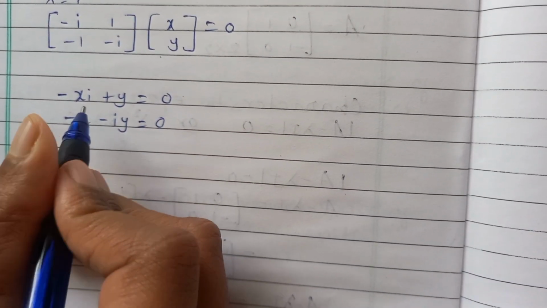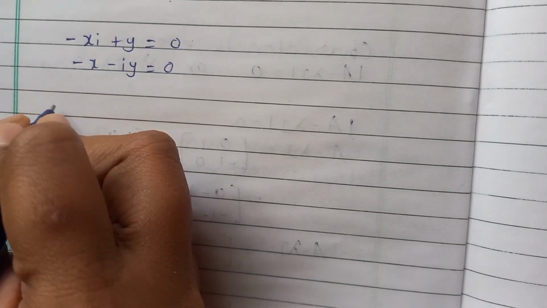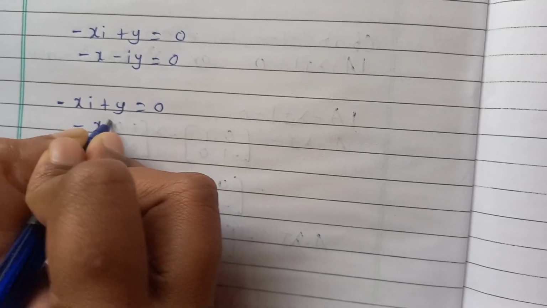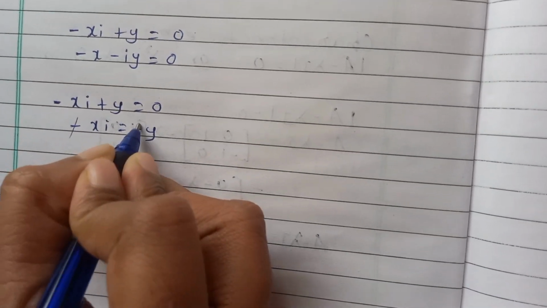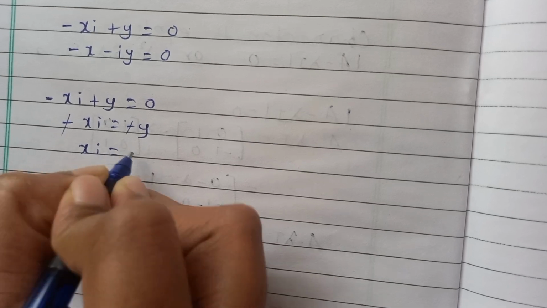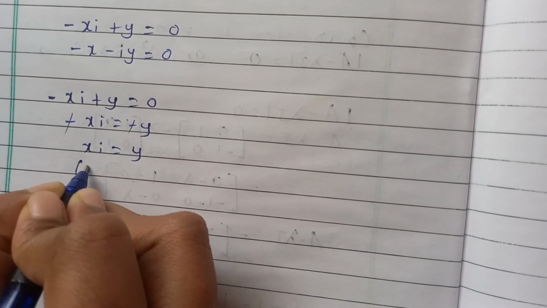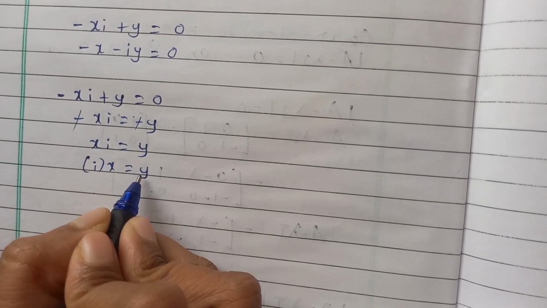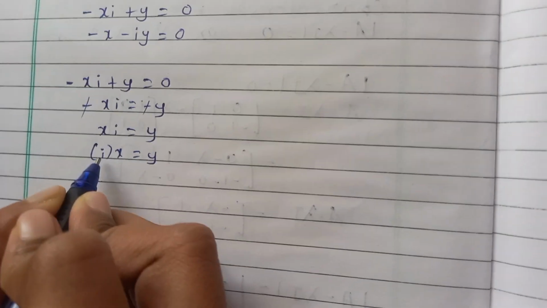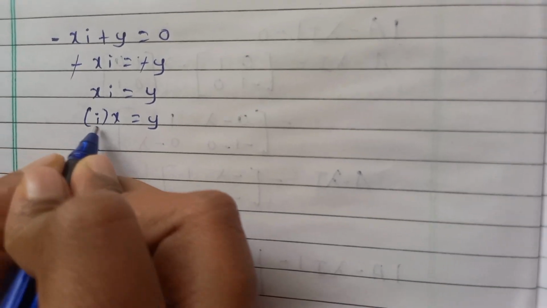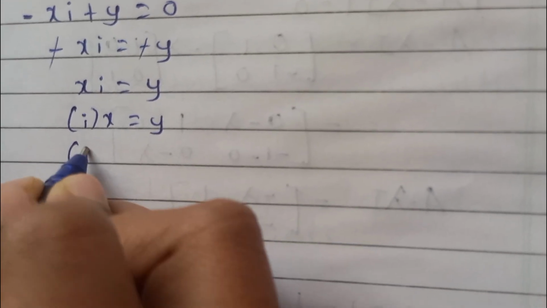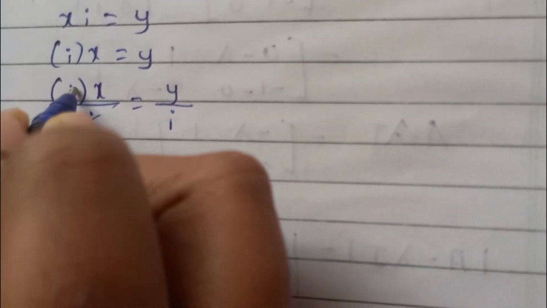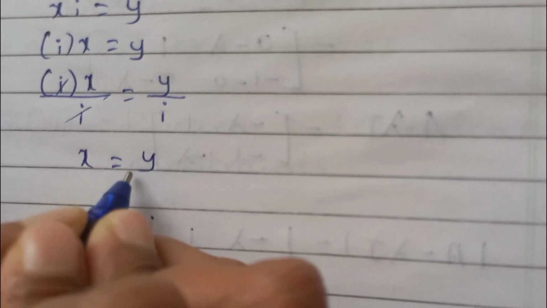In these two equations, we use one equation. Here I am using the first equation, minus xi plus y equal to 0. Then minus xi equal to minus y. Minus minus get cancelled. Then xi equal to y. This can be written as i into x equal to y. To find x and y values, the coefficient must be 1. Here the coefficient is i, so we divide this term by i. i into x divided by i, and here also we are dividing y by i. Then i gets cancelled. So x divided by 1 equals y divided by i.